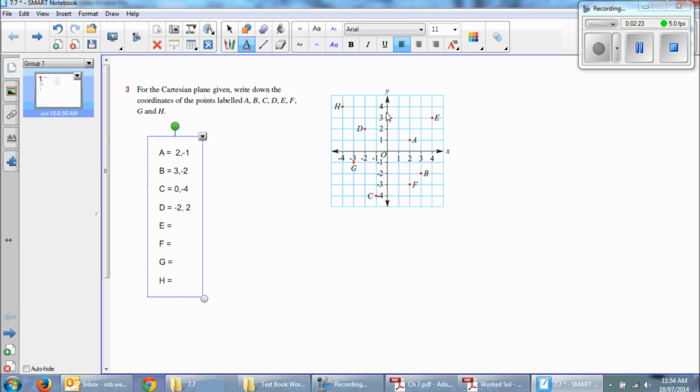Pretty straightforward. Like I said, any trouble with drawing up your planes, ask your teacher in class. That's the best point of call for this topic.